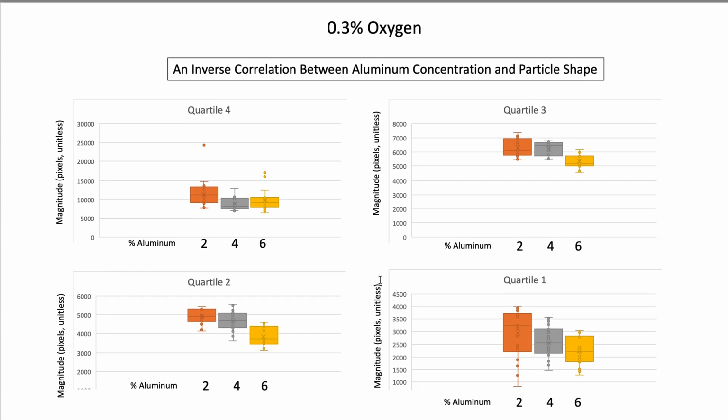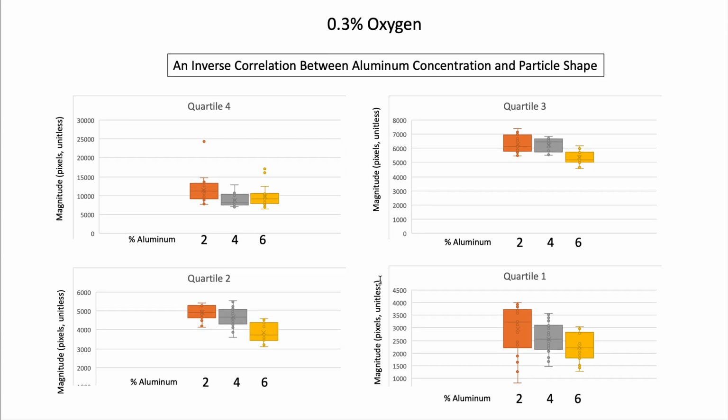If you look at 0.3% oxygen categories, you see a very nice inverse correlation between the concentration of aluminum and the average magnitude of particles, or average size of particles. This inverse correlation is present in quartiles 2 and 3, again, the mid-sized particles. You see that also in quartile 1, the smallest particles, and you see a hint of that in quartile 4, which are the largest particles.